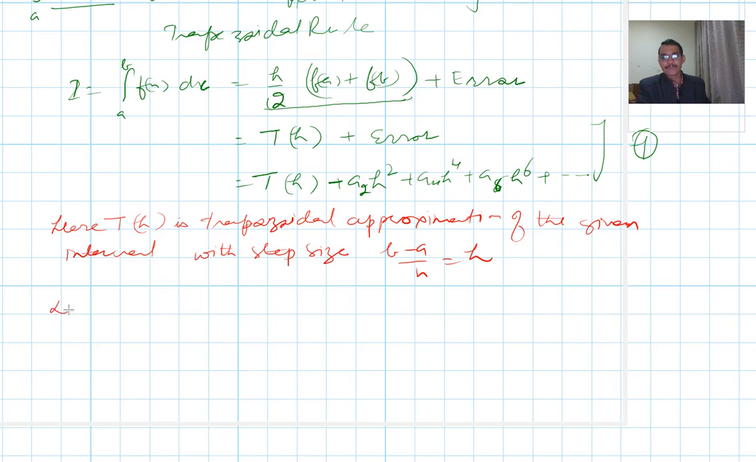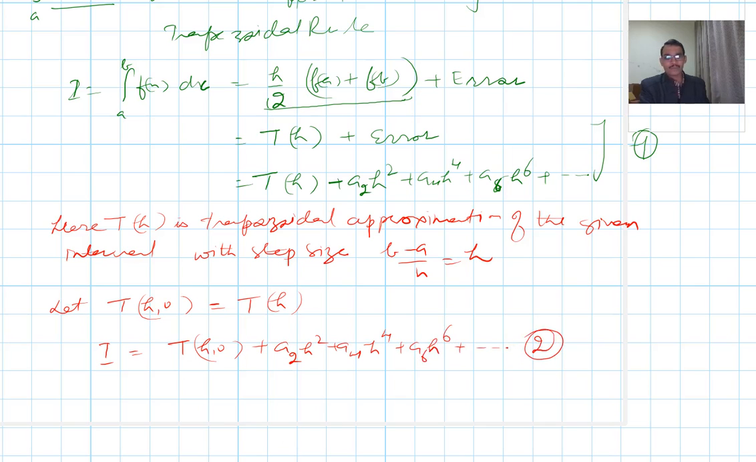And let T_{h,0} be equal to T_h, meaning T_h is represented by T_{h,0}. Now the integral I can be written as T_{h,0} plus a2 h square plus a4 h4 plus a6 h6 and so on. Let us call it equation number 2.